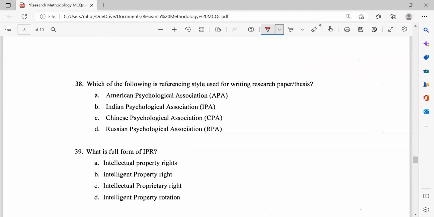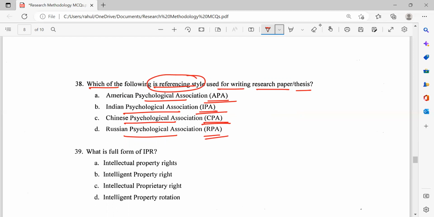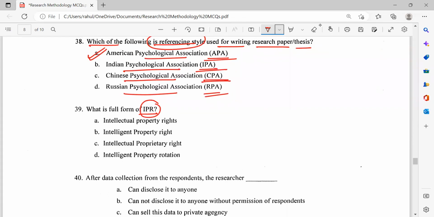Question number 38. Which of the following is referencing style used for writing research paper or thesis? American Psychological Association, APA, or Indian Psychological Association, IPA, or Chinese Psychological Association, or Russian Psychological Association, RPA. Option A, American Psychological Association. Okay, IPR, everybody knows, Intellectual property rights. Option A.